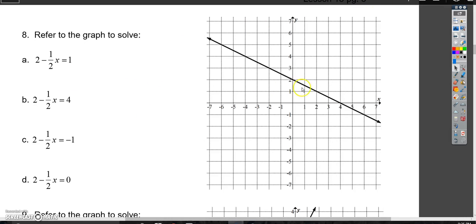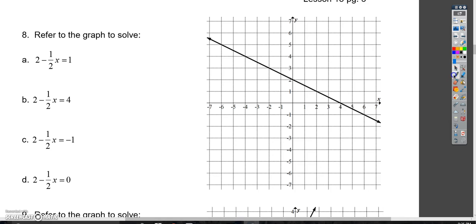So this is part 2 to lesson 18. And this says refer to the graph to solve. So this right here, if you look, the y-intercept is 2 and the slope is down 1, positive 2. So that'd be negative 1 over 2. And you see the slope is this. And then we have this equals 1 here.